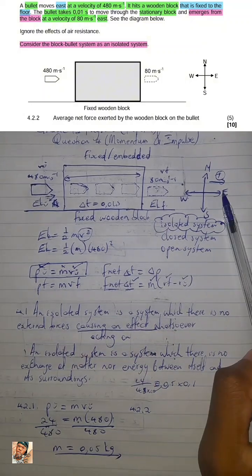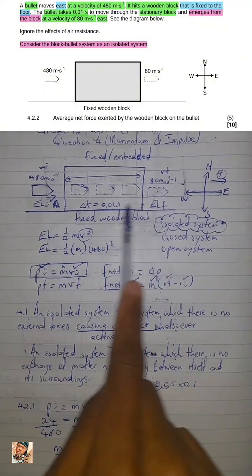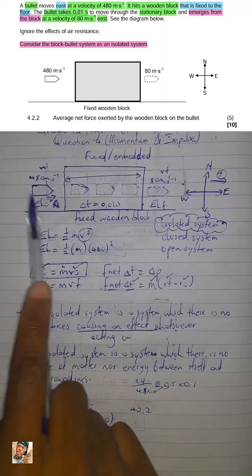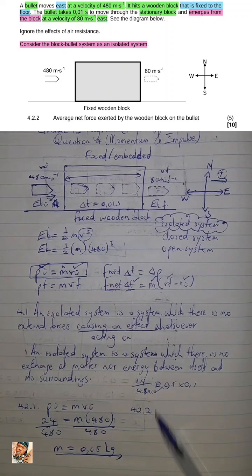Because we're taking east as positive, we're going to get a negative force that the wooden block is exerting on the bullet. So you must get a negative force. Let me explain that again. I know that there are certain learners who didn't actually hear what I said. Let me explain it again.